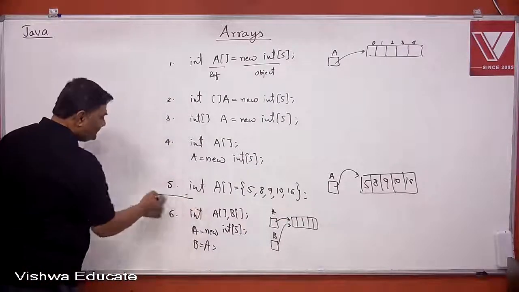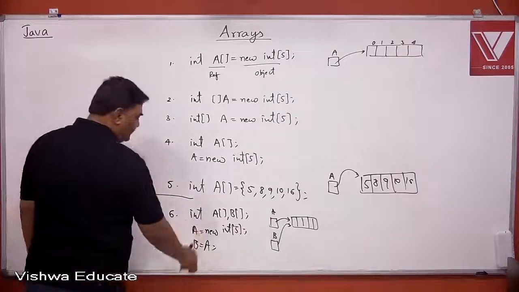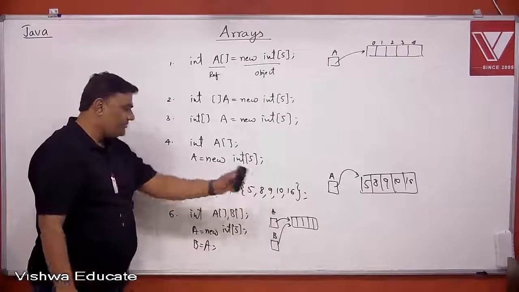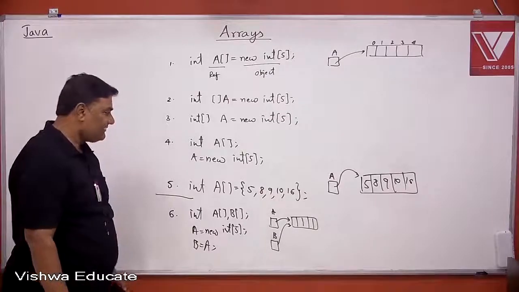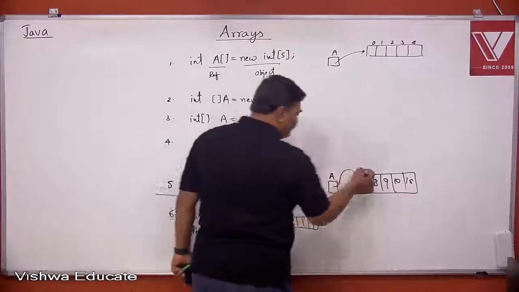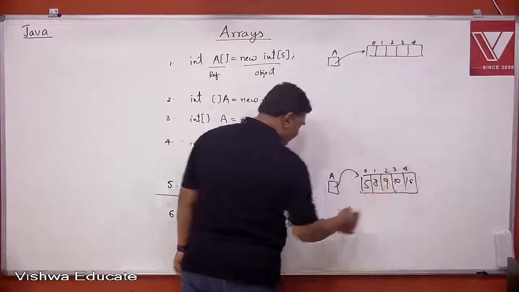Till here it was using one only. Now here I've used 2 references. So now A and B, both of them will be pointing on that one. Same array, right?